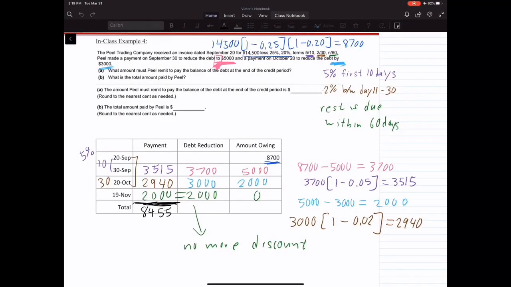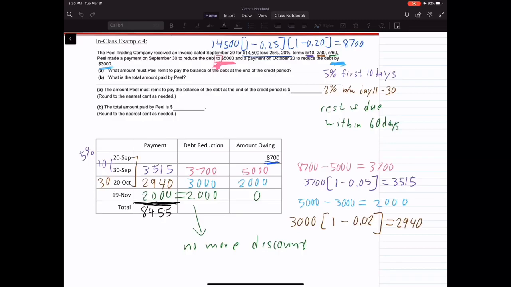Example 4, the Peer Trading Company received an invoice dated September 20th for $14,500, less 25%, 20%, terms 5/10, 2/30, net 60. Peer made a payment on September 30th to reduce the debt to $5,000 and a payment on October 20th to reduce the debt by $3,000. Part A, what amount must Peer remit to pay the balance of the debt at the end of the credit period?